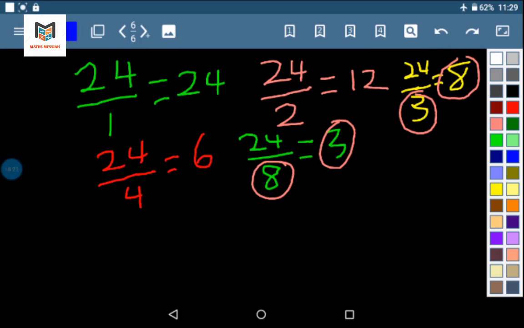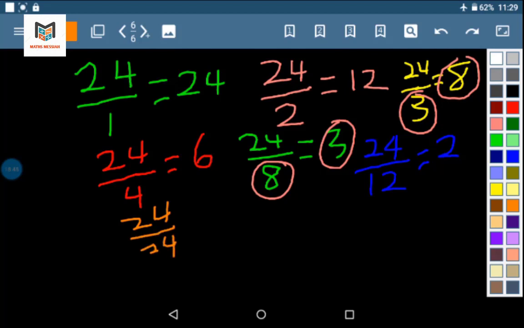Let us continue and see what I'm talking about. So 24 divided by 12 will give you what? 2. You see that we have a repetition. Good. Then 24 divided by 24 will give you 1. So you see there are repetitions inside.